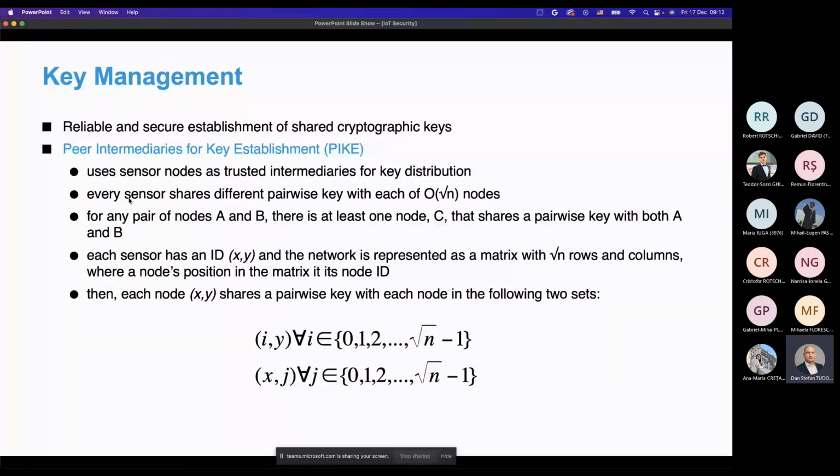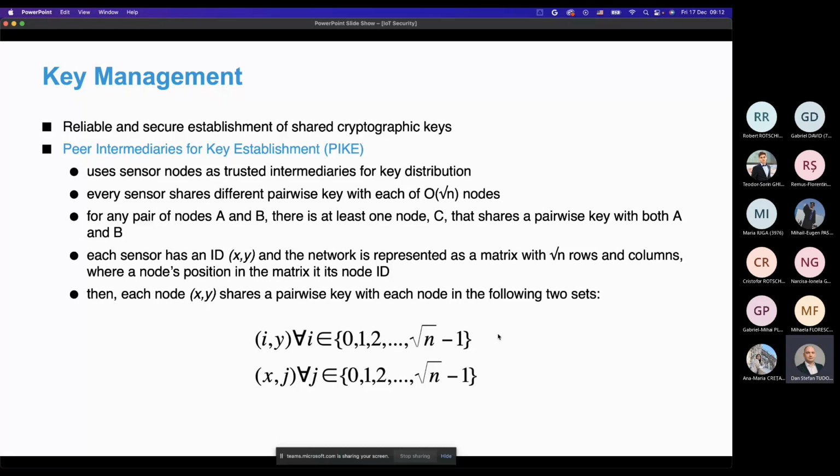In this approach, every sensor shares a different key with each of the other nodes. Usually when you have a network of n nodes, you have a complexity of O of square root of n. What do I mean by this? The keys are deployed such that for any pair of nodes, let's say node A and node B, there exists at least one other node C that shares a pairwise key with both A and B.